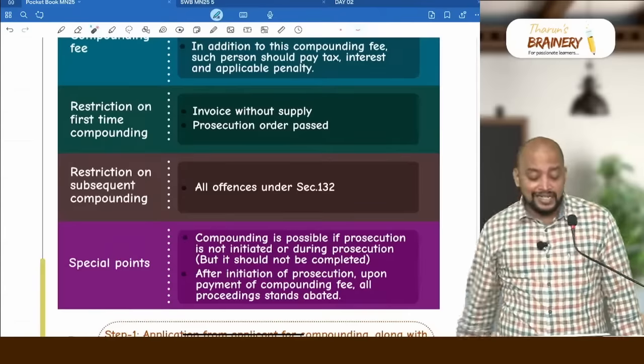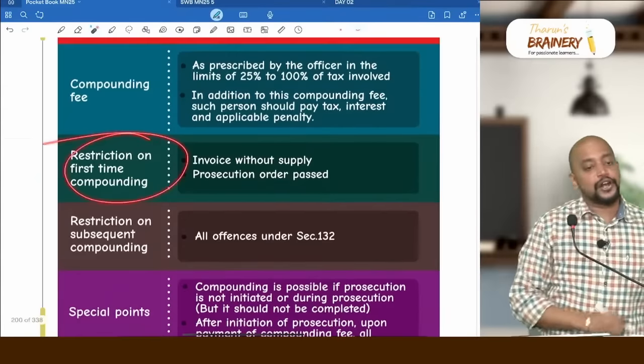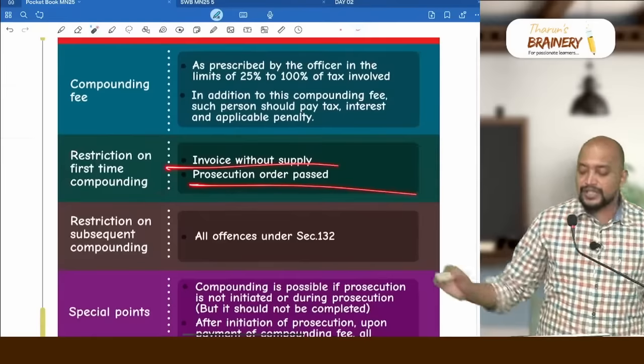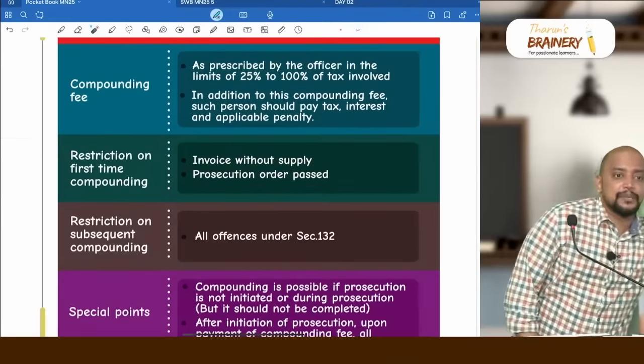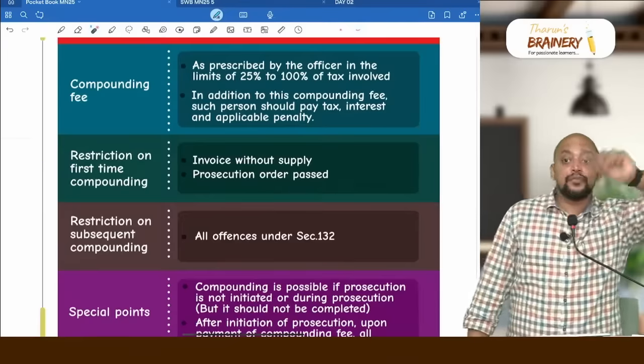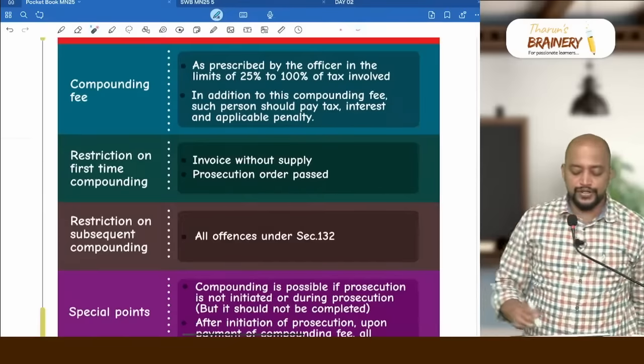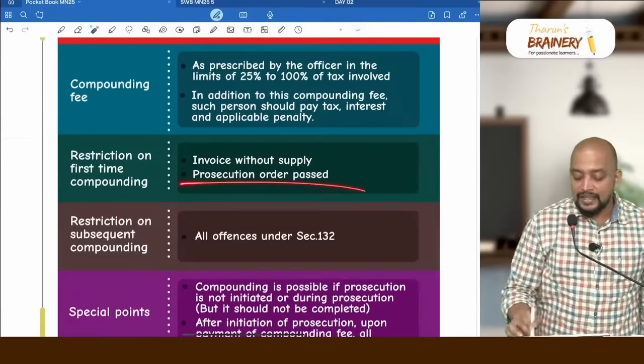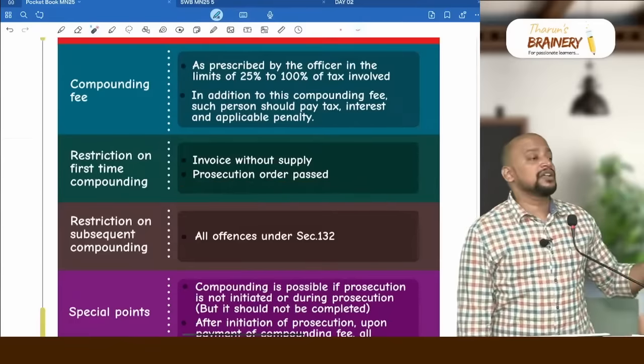But there are two offences where even first time compounding is not possible. What is that? Invoice without supply. But supply without invoice is possible. Invoice without supply, first time compounding is not possible. First time itself is not possible. Then once the prosecution order is passed, meaning the imprisonment order is already passed.